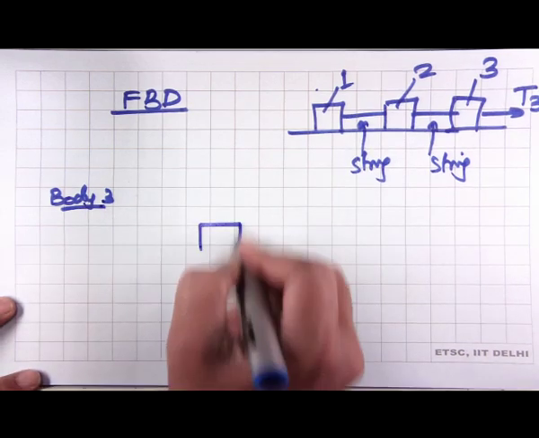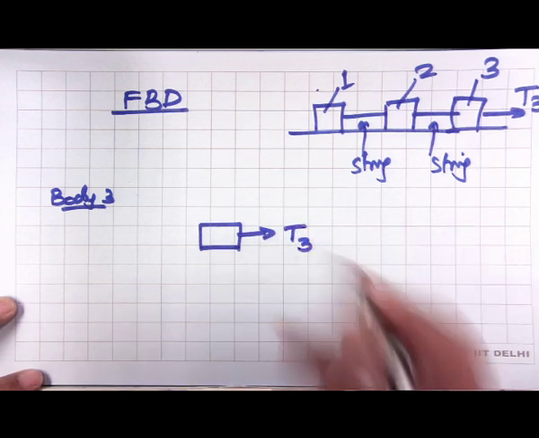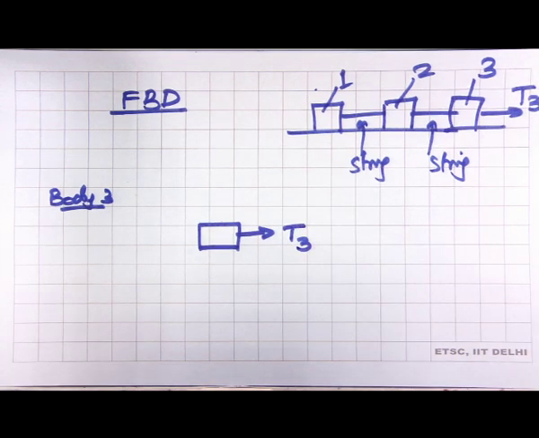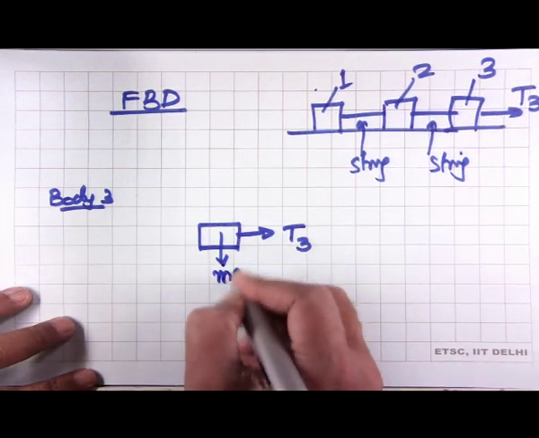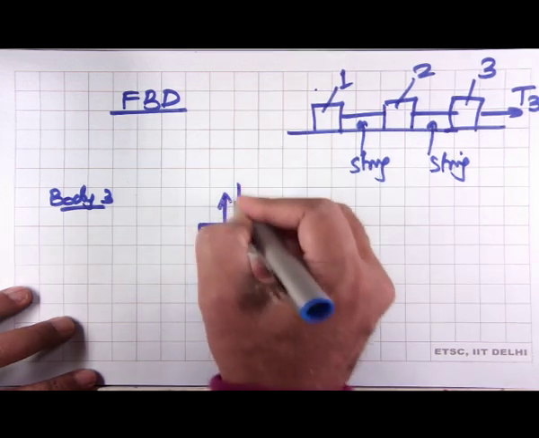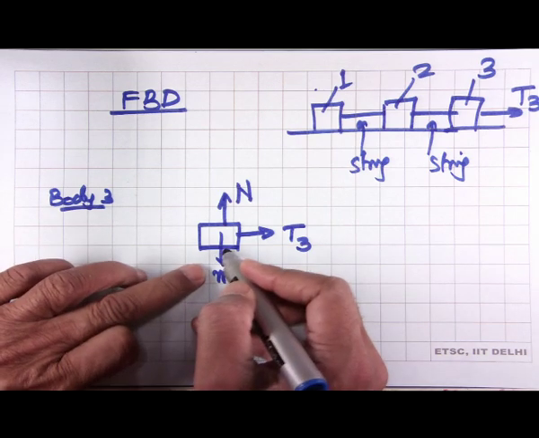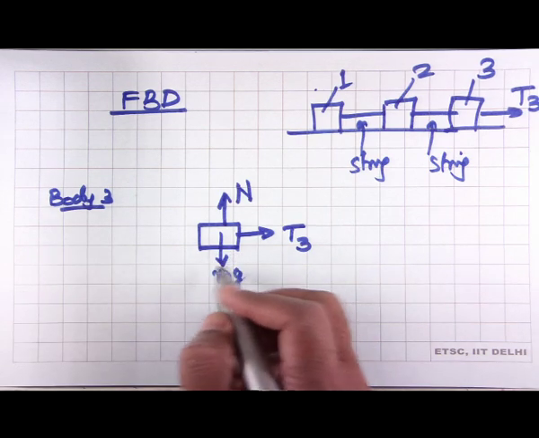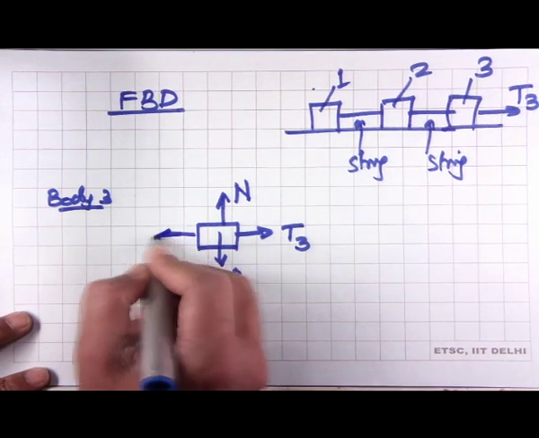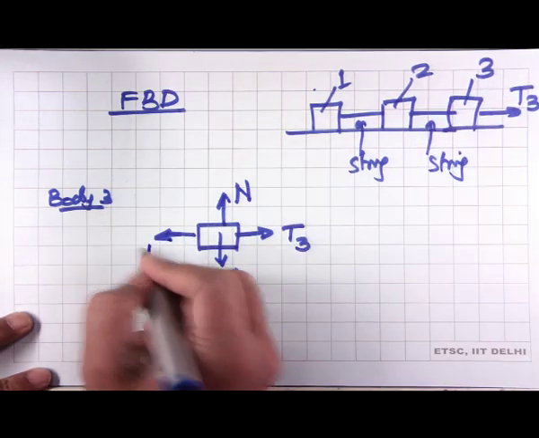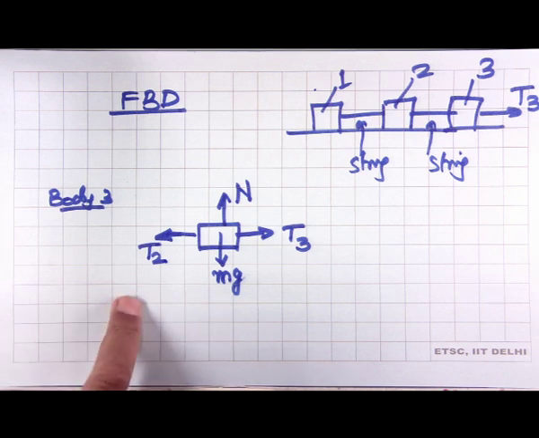On body 3 we have the force in the string on the right given by T3, then there is the weight of the body, there is normal reaction from the ground on the body. At this contact there is no friction, so there is no horizontal force, we only have the normal reaction, and we have the force which this string applies, let us call this T2, which is not known.